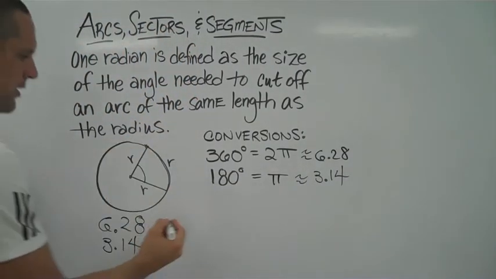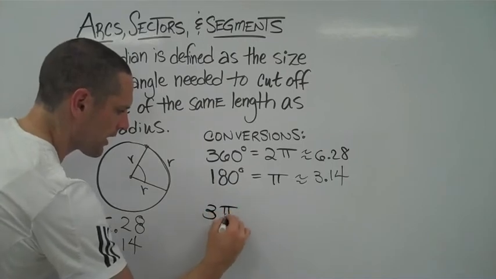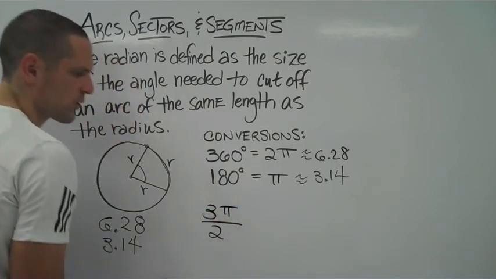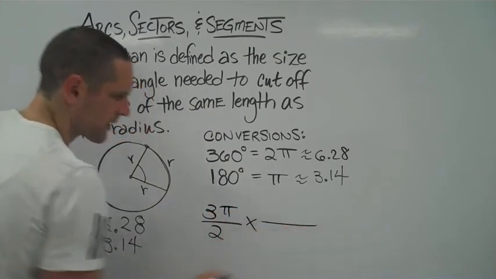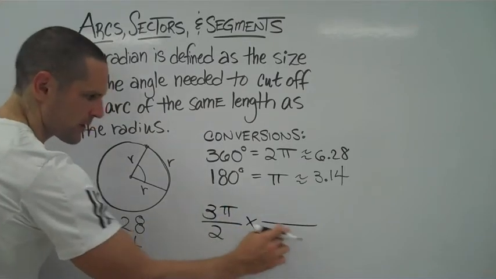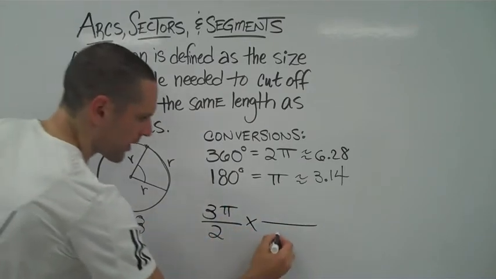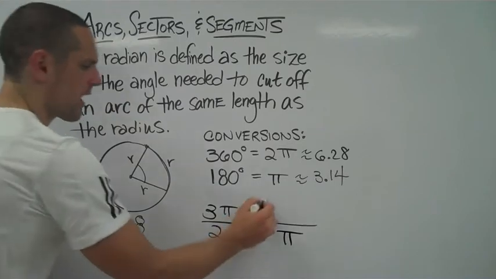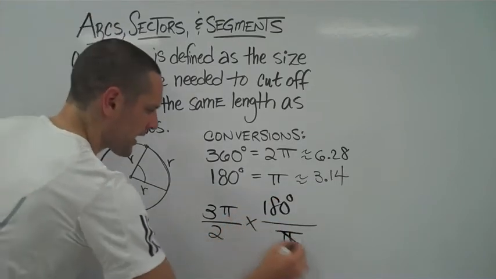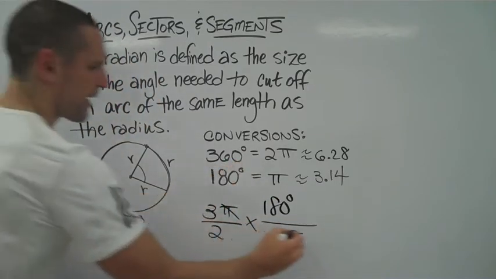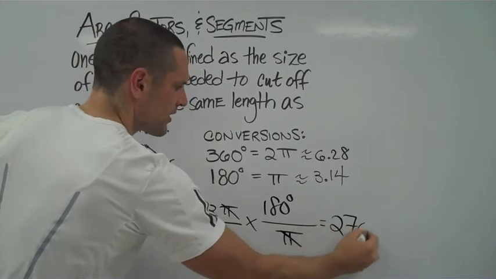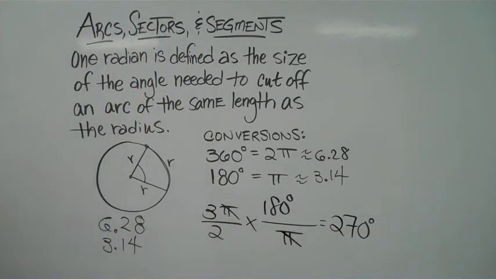Lastly, let's say I wanted to convert 3 pi over 2 into degrees. Well, in multiplication, if I have radians on the top in the numerator, I have to have radians in the denominator. Pi radians is 180 degrees. When I cancel and cancel, multiply 3 over 2 times 180, I get 270 degrees. So there's 2 quick examples of unit conversion.